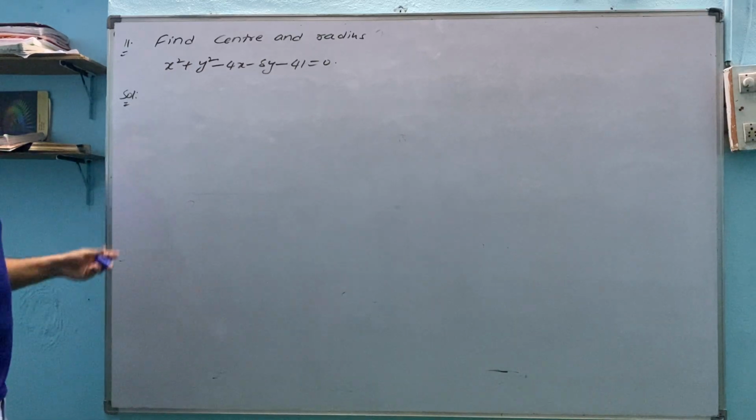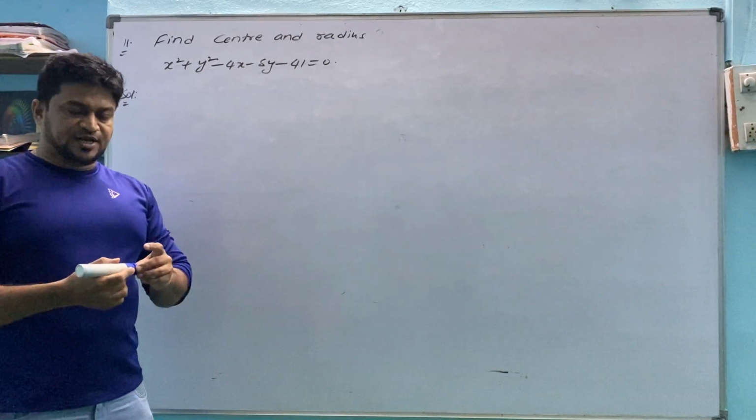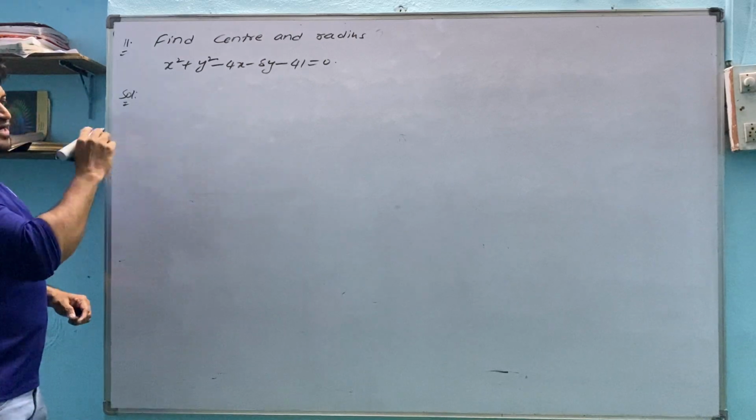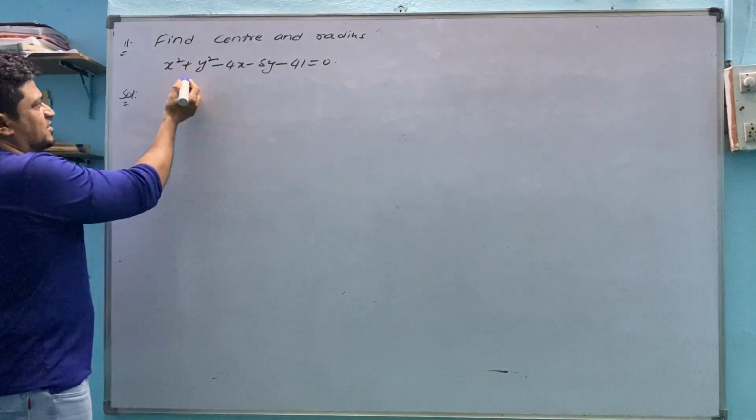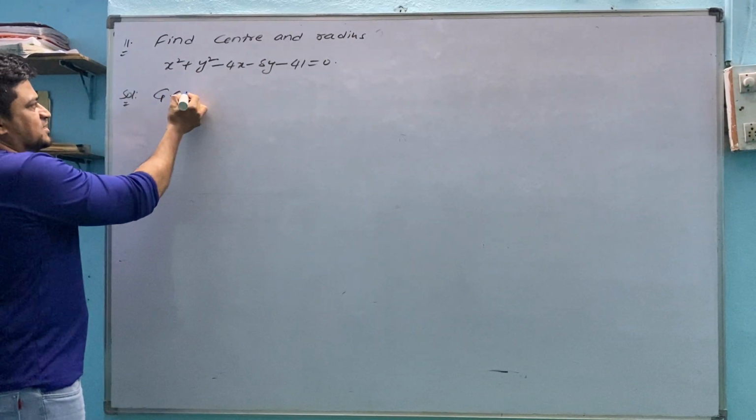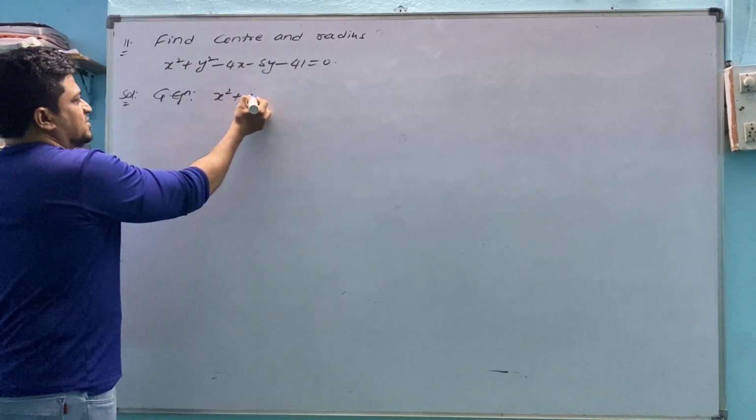One of the most important things in this unit: find the center and radius of a circle. To find the center and radius, first check whatever equation is given, and write that given equation.